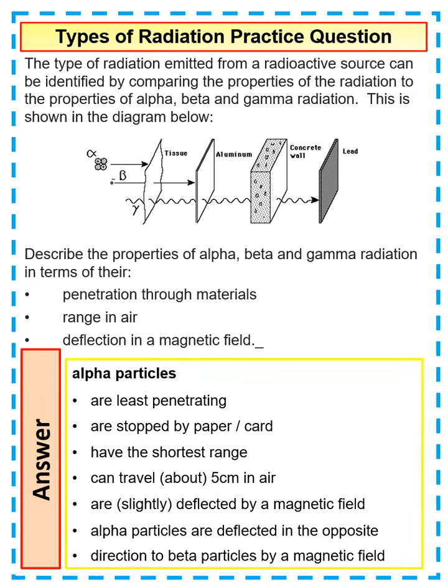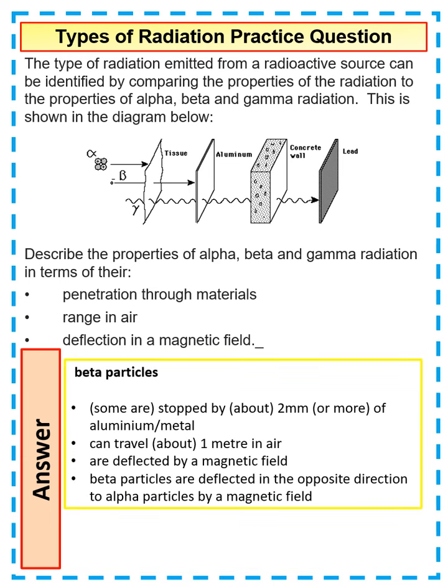If you're talking about alpha radiation, you can talk about alpha radiation as the least penetrating. They're stopped by paper or card, so they have the shortest range because they can only travel about 5 centimeters in air. They're slightly deflected by a magnetic field. Alpha particles are positively charged, so they move away from that positive kind of charge.